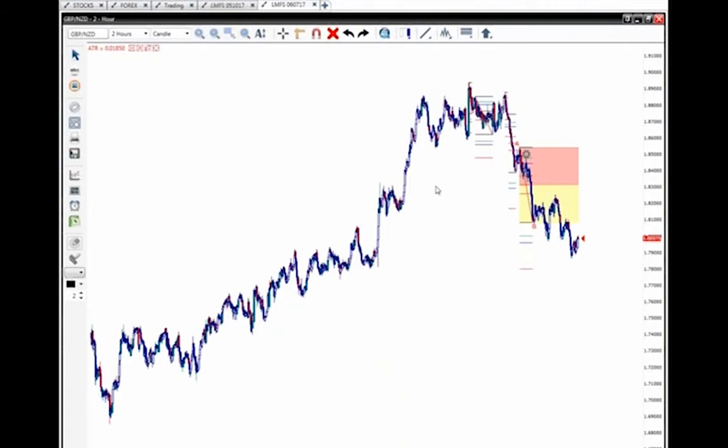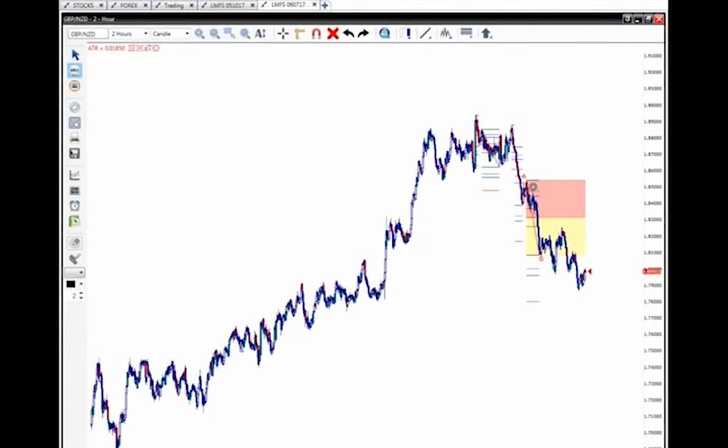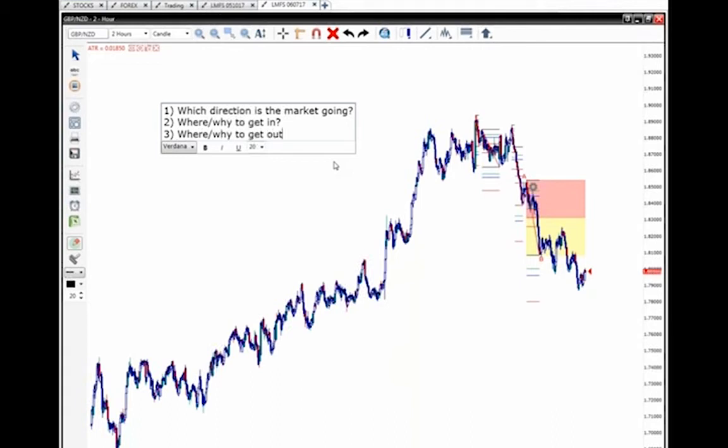And let me quickly explain to you here, once again, there are 3 things we're looking at to answer before we go in. Number 1, which direction is the market going? I'm gonna show you here, we use a trend line to help determine that. Number 2, where and why to get into a trade. And number 3, where and why to get out of the trade.